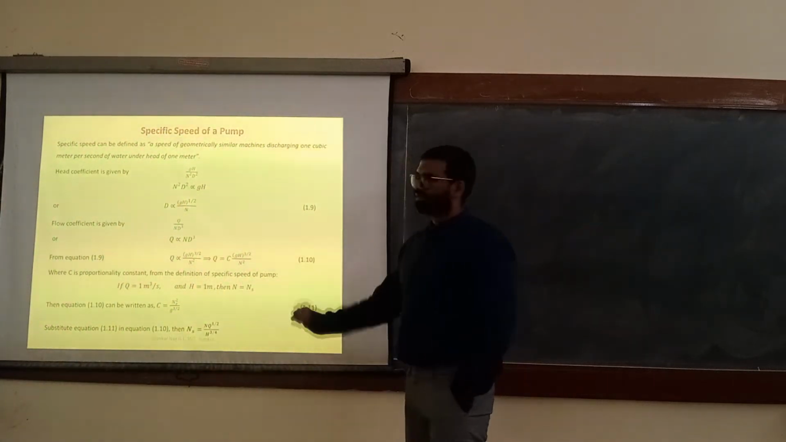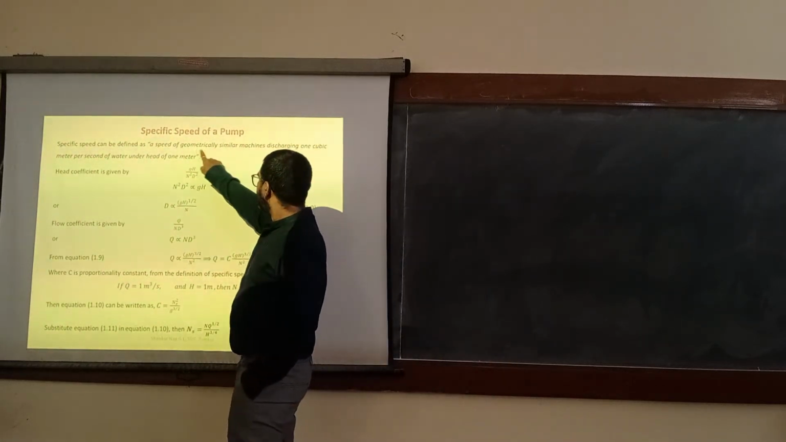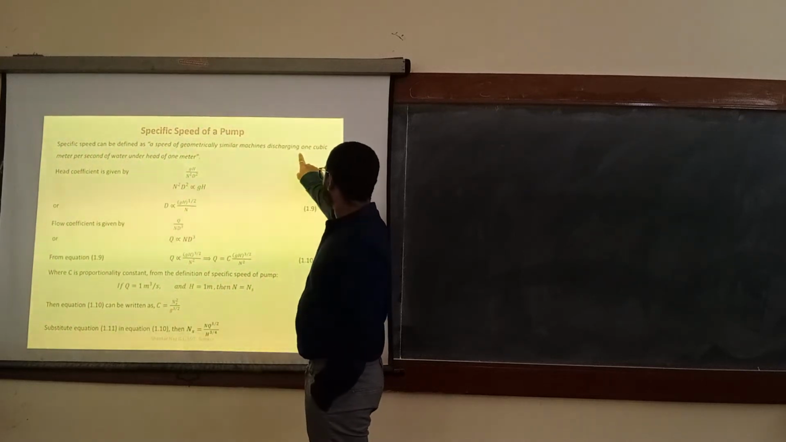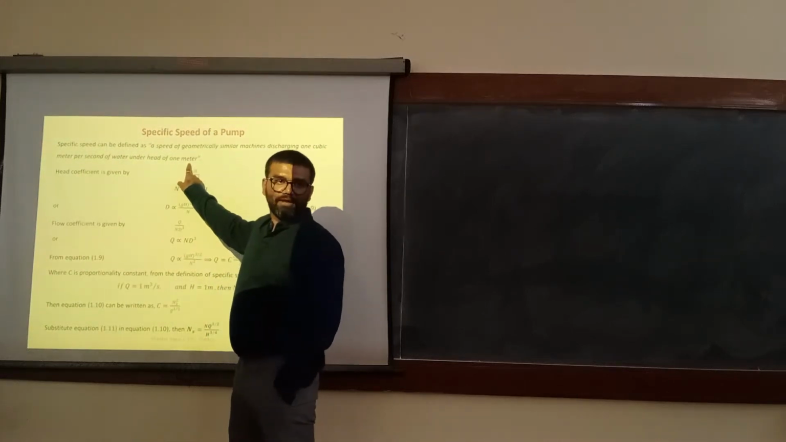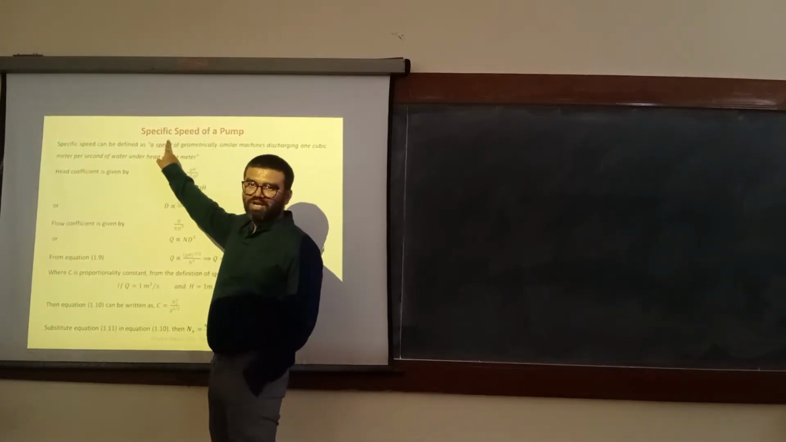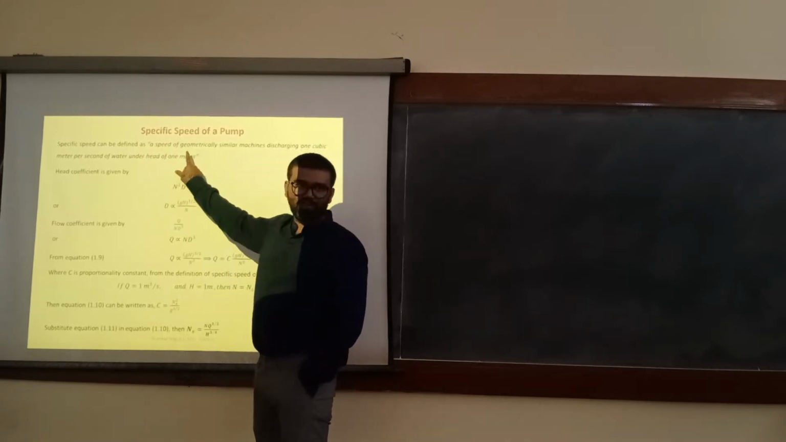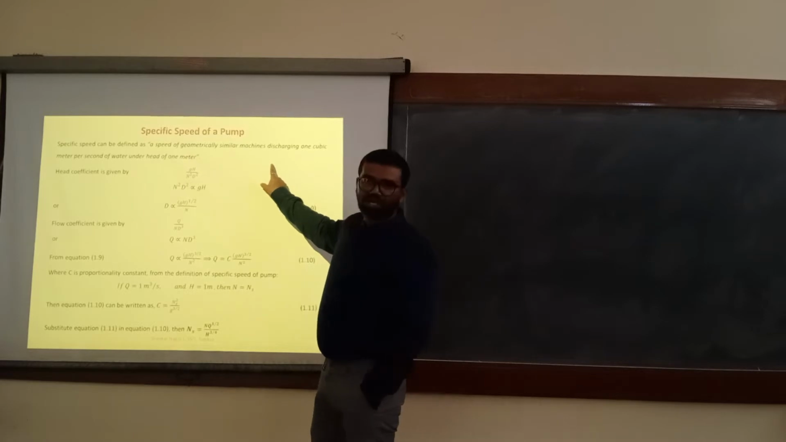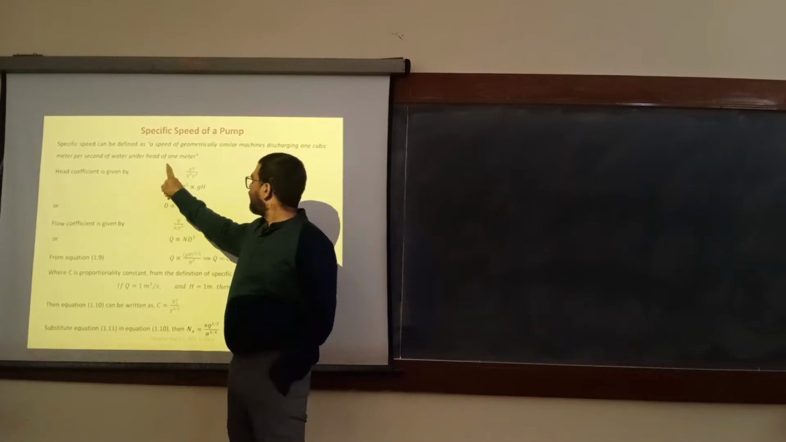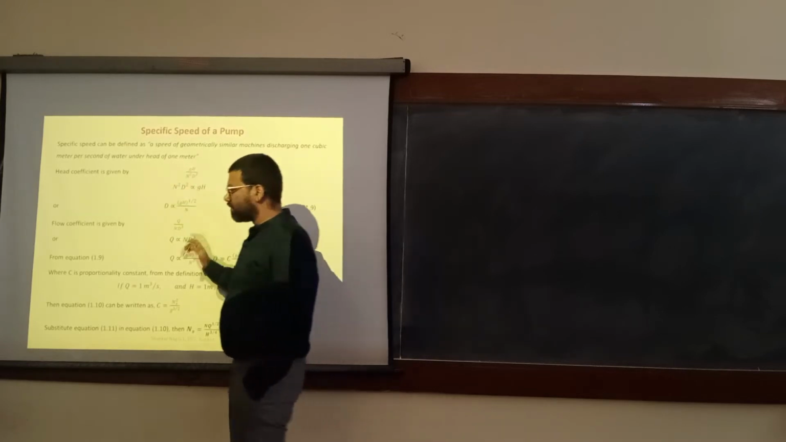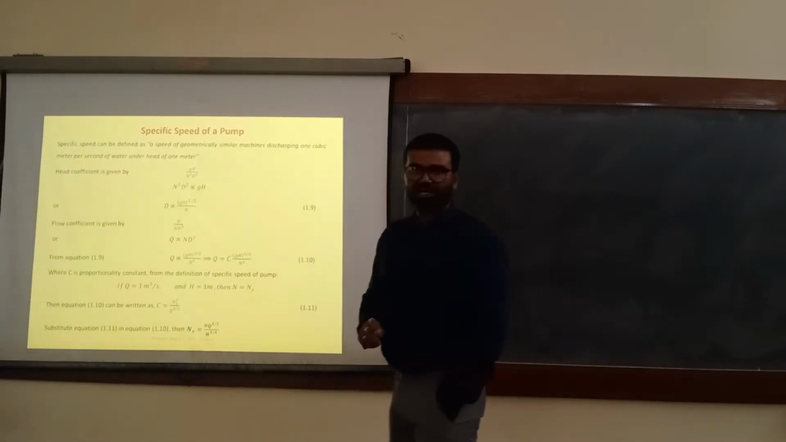How to define the specific speed of a pump? It is defined as the speed of a geometrically similar machine discharging 1 cubic meter per second of water under a head of 1 meter. This is the definition of the specific speed of a pump. Now we need to derive the expression for the specific speed of a pump.